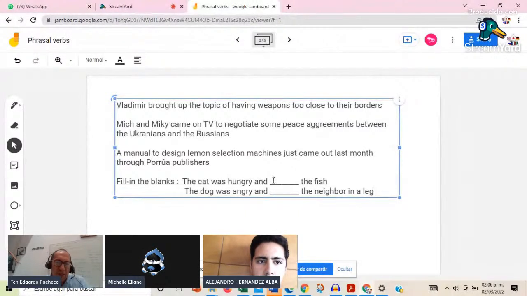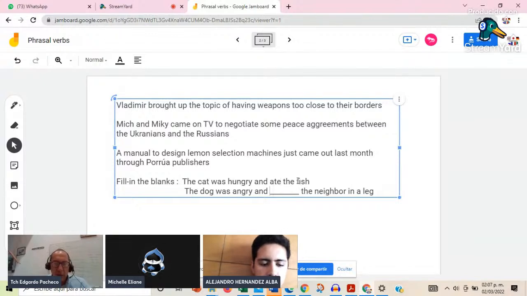Yeah, well, this is just an example, right? For example, in the first case, Mich, what would you write here? The cat was hungry and what? I give him fish. The fish. Ate or caught or trapped. Ate. Oh, caught, got, etc. But normally you would say ate the fish, right? Or trapped the fish.